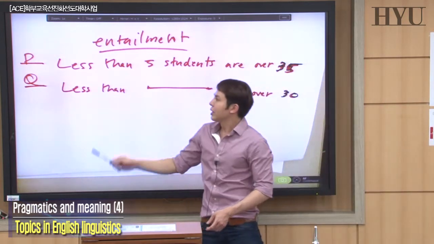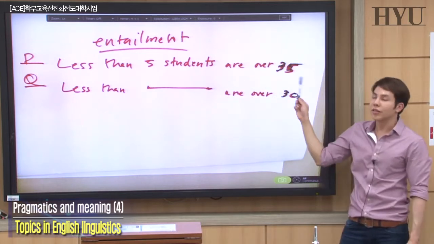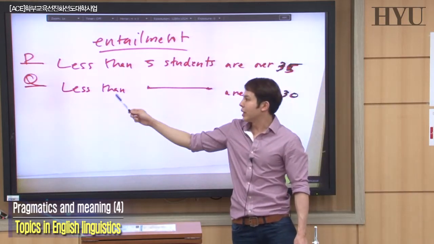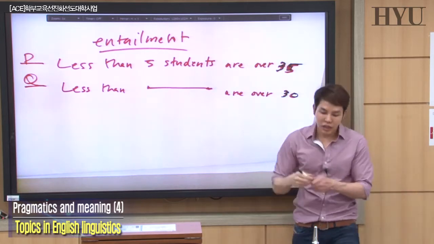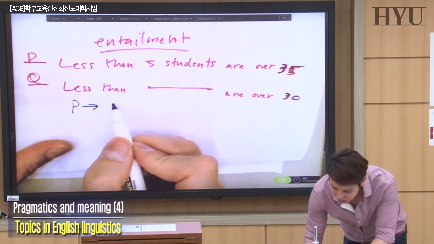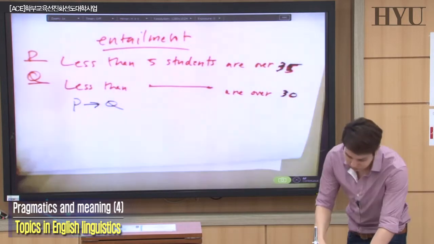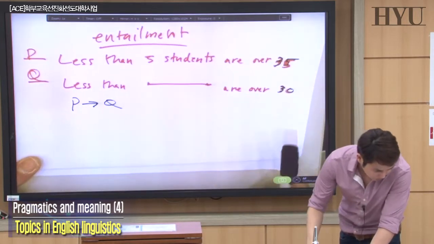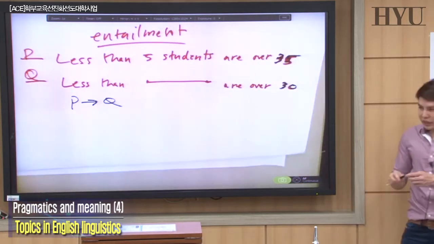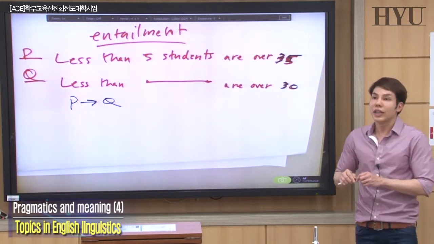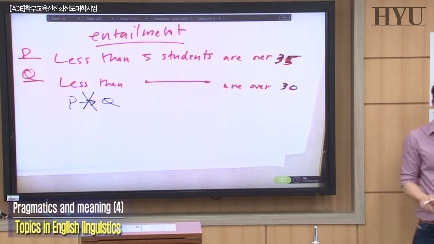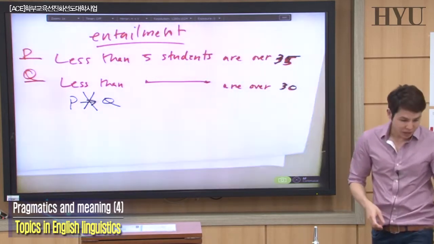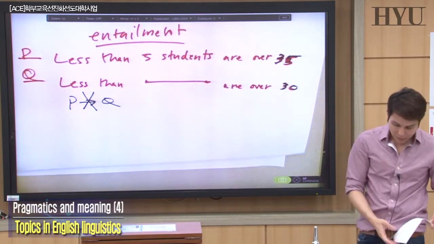The P statement is "less than 5 students are over 35," and the Q statement is "less than 5 students are over 30." So whether P entails Q or not, right? In this case, we say that P does not entail Q, right? P doesn't entail Q, right? Why? So let me explain one more time as to why.